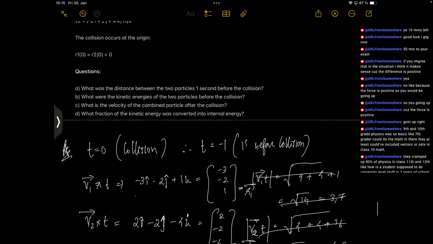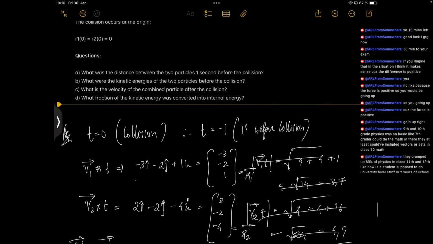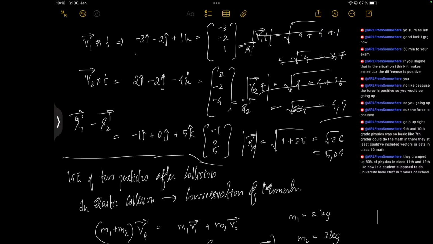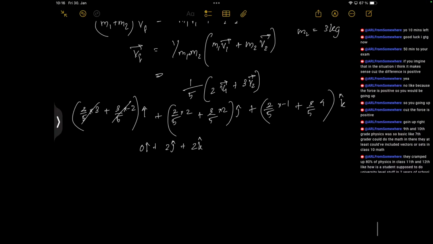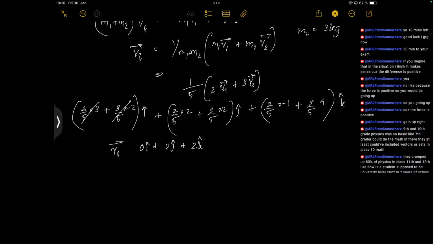I don't know. That is the velocity vector. If you're talking speed, it's going to be 4 plus 4, root 8, 2.83 meters per second.